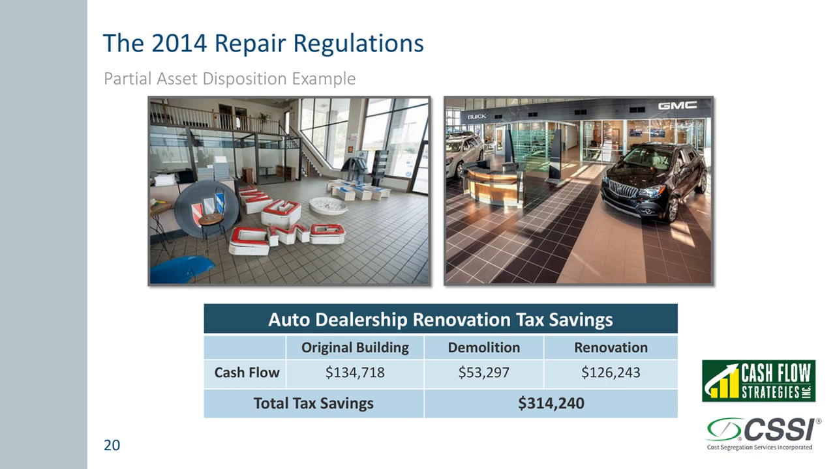The original building, by doing a cost segregation study on just the building, we generated them an additional cash flow of $134,718. But there was money hidden in the dumpster. The demolition got them an additional tax savings of $53,297, and the renovation applied another $126,243 in tax savings. We got them a total tax savings of $314,240, where if they had just done a cost segregation study and not taken the renovations or demolition into account, they would have missed out on a significant part of that money.